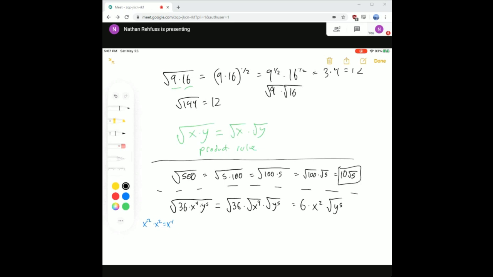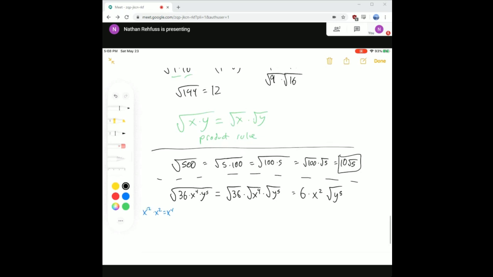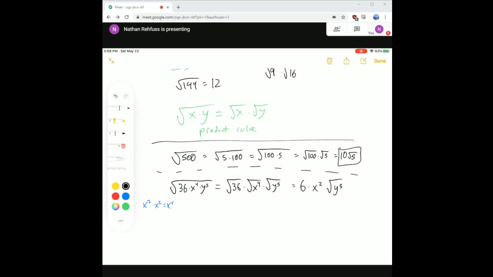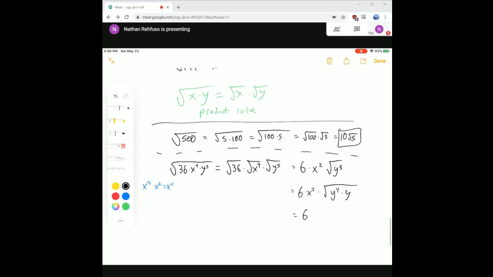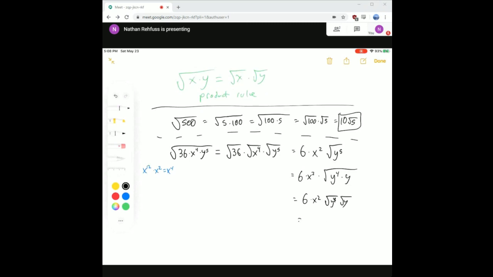There is something I can do here. See, y to the 5th, that's 5 copies of y. I'm going to get tired of copying this 6x squared over and over, but it's important to remember that it doesn't go away just because I'm working on a different part of the problem. I can write it as 4 copies of y and then an extra copy. Okay? So this is 6x squared times root y to the fourth times root y. And we already know root y to the fourth is y squared. So this is 6x squared y squared times the square root of y. And that's as simple as we can get that.